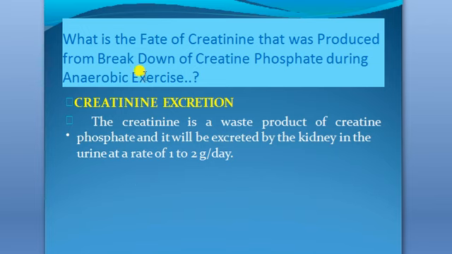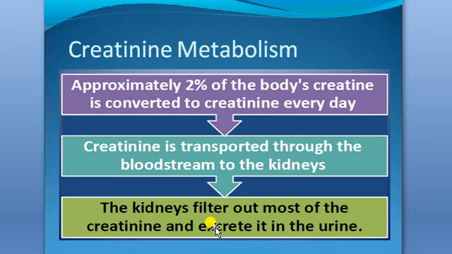See here one question. What is the fate of creatinine that was produced from breakdown of creatine phosphate during anaerobic exercise? Creatinine is a waste product and it will be excreted by the kidney in the urine at the rate of 1 to 2 grams per day. You can understand if you read.